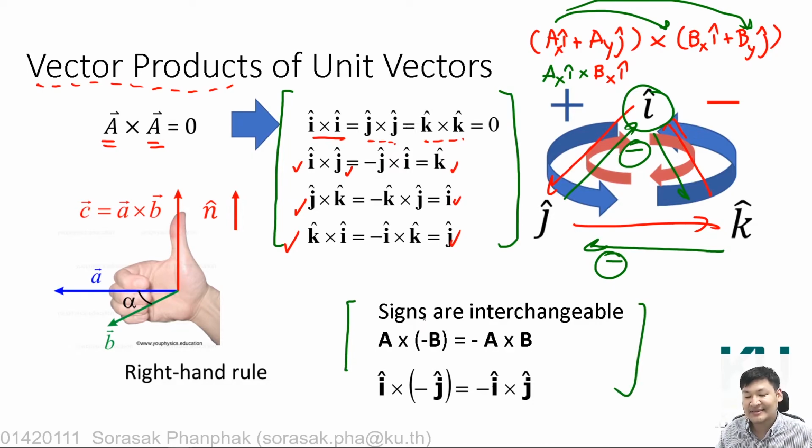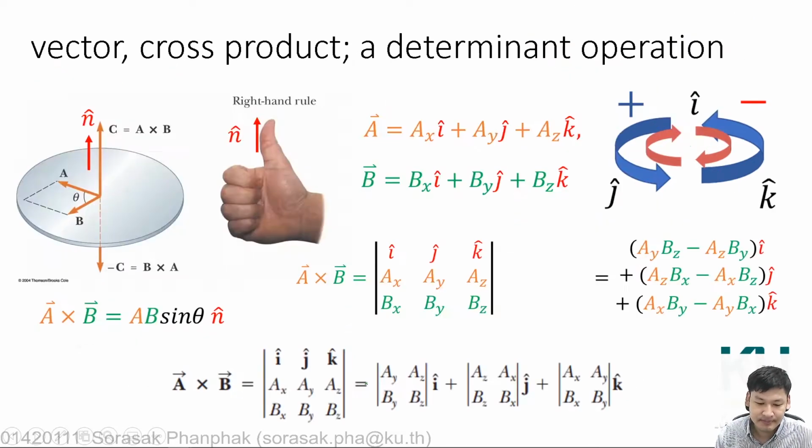As I stated, if you would like to switch the order, you put a negative sign in front of it. But the negative sign can be interchanged, since A cross B is the resultant product, so you can have the negative sign in front of A or in front of B. Also, exactly the same for the unit vectors, whether in front of j or in front of i, they are exactly the same.